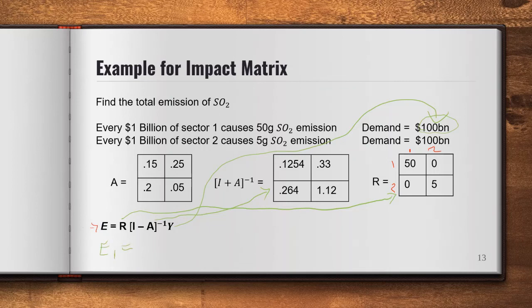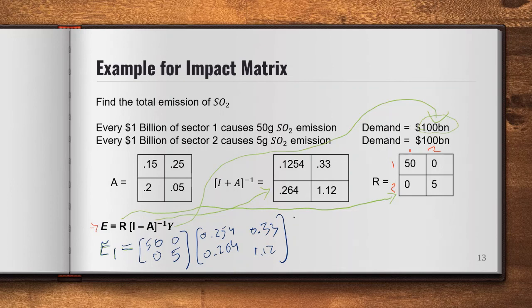meaning that is impact by sector 1. So let me write this in blue to make it clear. That is E1. The R matrix we will just simply write as it is: 50, 0, 0, 5, and (I minus A) raised to the power minus 1, the Leontief inverse matrix, we'll be writing it over here: 3.264, 0.33, and 1.112. We just got it from there.